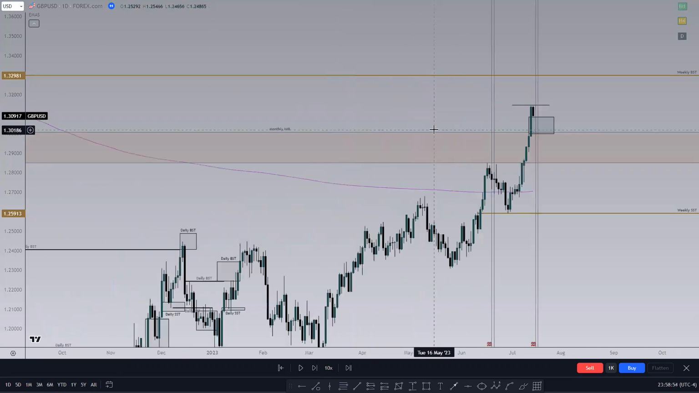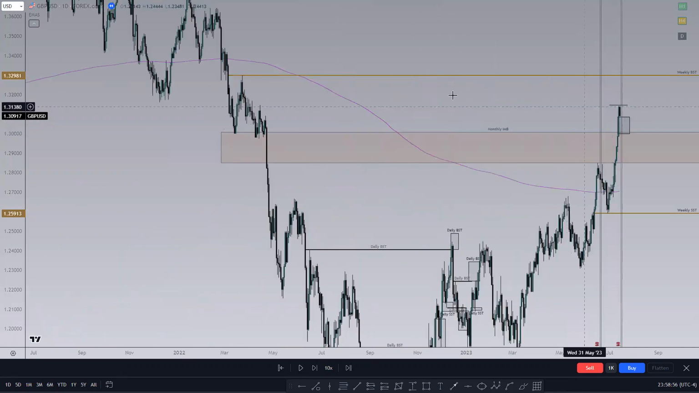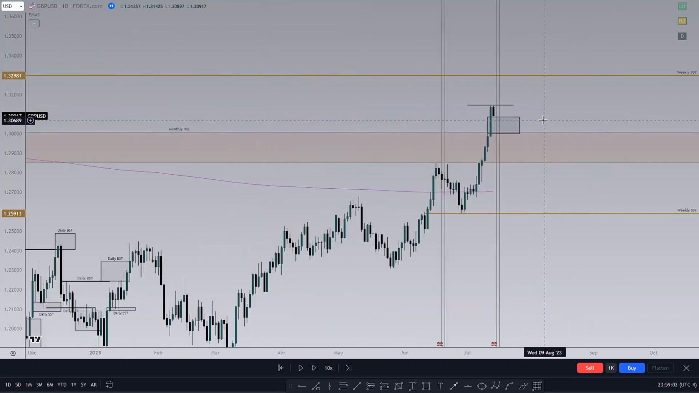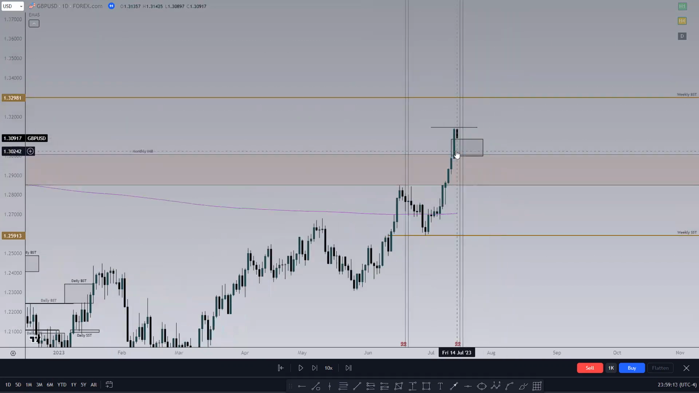Now, in terms of the next draws on liquidity on the daily time frame, we can see the next draw on buy side liquidity is the swing high right here. And we can also see that the next draw on sell side liquidity is this imbalance down here. Now, what we're interested in seeing is price either trading into buy side or sell side following the reversal that is taking place.